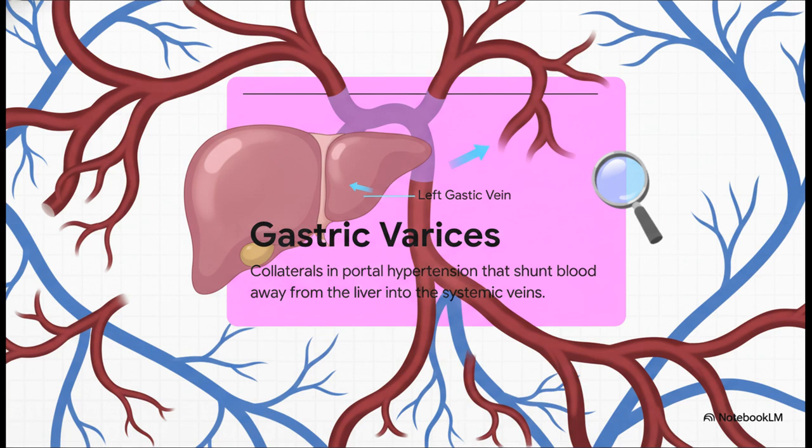This is where blood gets shunted away from the liver. Now, if you're studying for an exam, listen up. The vessel they almost always show in this scenario is the left gastric vein, which is also called the coronary vein. You got to remember that one. It's the main player here.